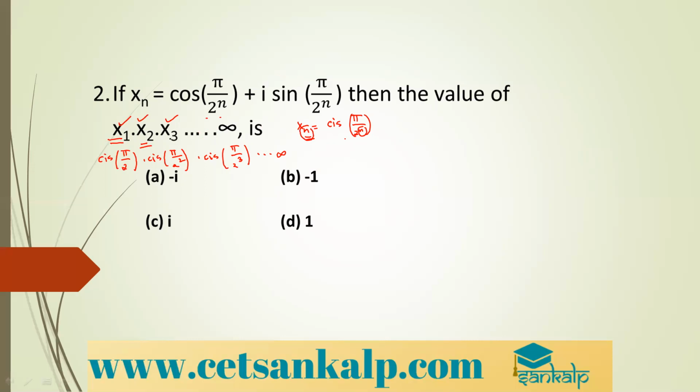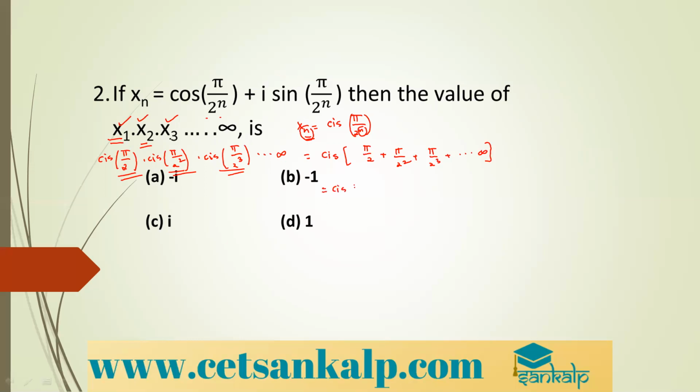Now, already I told you while explaining that when you multiply the cis, you will write cis, but you will add up all the angles. That means you are adding π/2 + π/2² + π/2³ up to infinity.